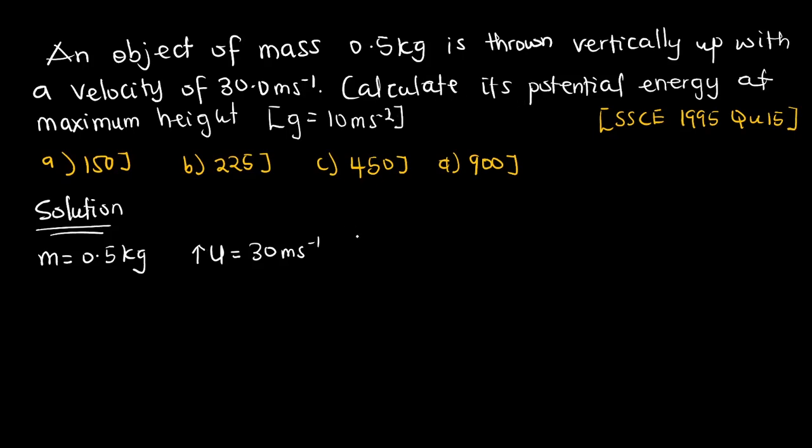We have to calculate the potential energy. So we have to find the potential energy, which we do not know, at the maximum height. So we need to find the height first if we want to find the potential energy. And then we've been given gravity to be 10 meters per second squared. Okay, now the potential energy is equal to mass times gravity multiplied by the height. Now, the height we don't know, the gravity we have, the mass we have. So the first thing we need to do is to find the height.